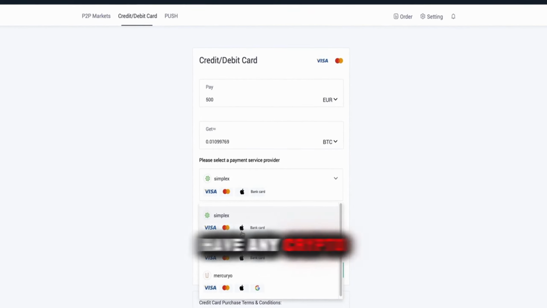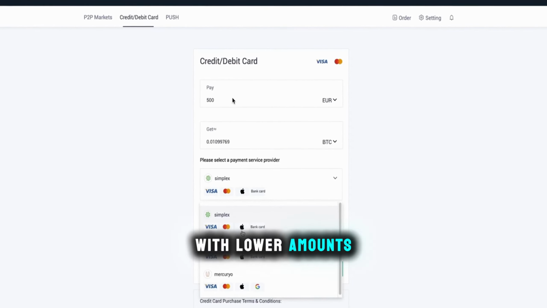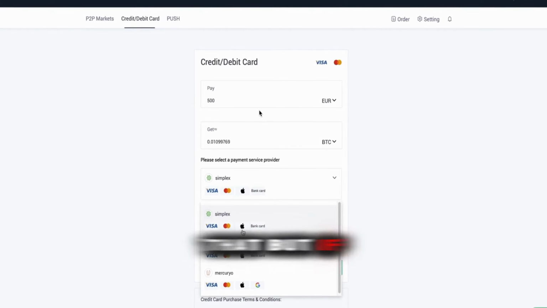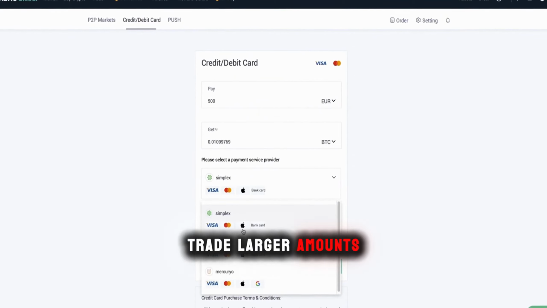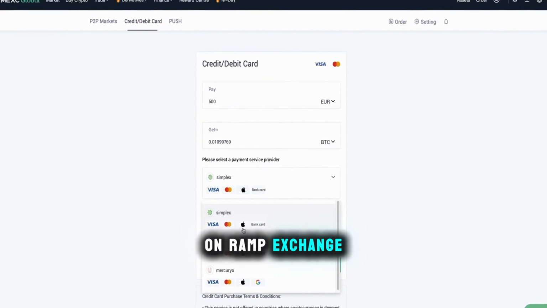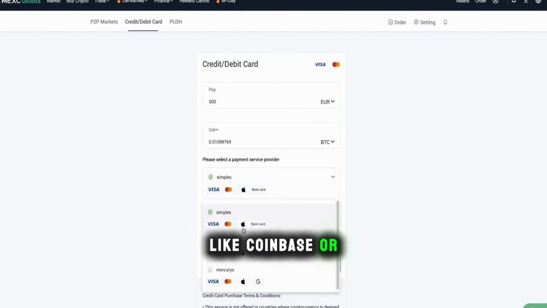If you don't have any crypto yet and you only want to start off with lower amounts, you can use that. But if you already have some crypto, or if you want to trade larger amounts, I would recommend you use another fiat on-ramp exchange. There are other ones, for example, like Coinbase or Kraken, where you can easily deposit your euro or your US dollar and buy crypto with fiat much cheaper, and then just send it by using, for example, Bitcoin or US dollar Tether, and send it here to Mexc Global so you can use it on the platform.